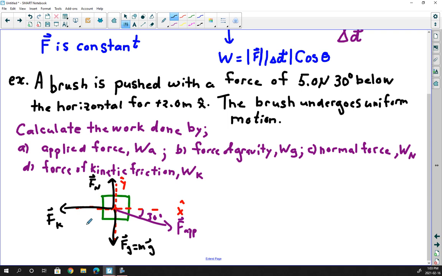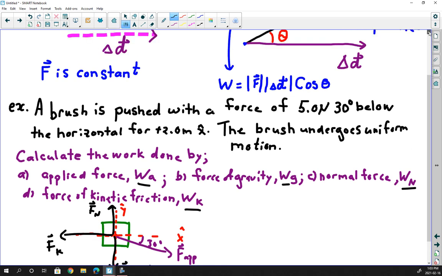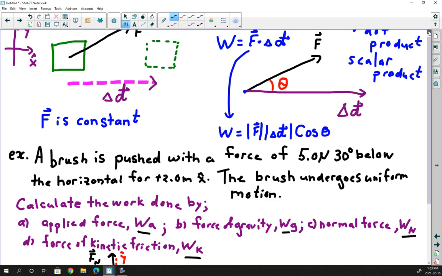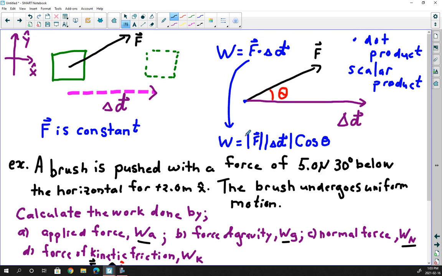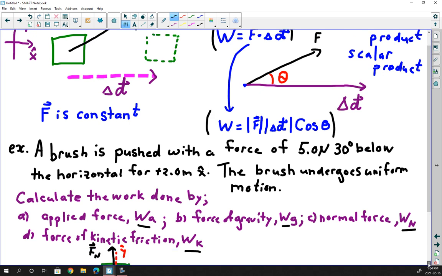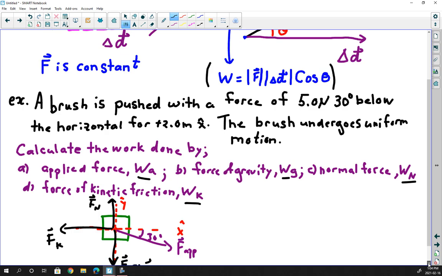Now what we're going to do is try to calculate the work done by the applied force, the work done by the force of gravity, the work done by the normal force, the work done by the force of kinetic friction. And what equation are we going to use to calculate that? We're going to use the free body diagram, our given information, and this dot product equation, which expands into this. So this was actually something that was given to you in grade 11, but it's been a while.